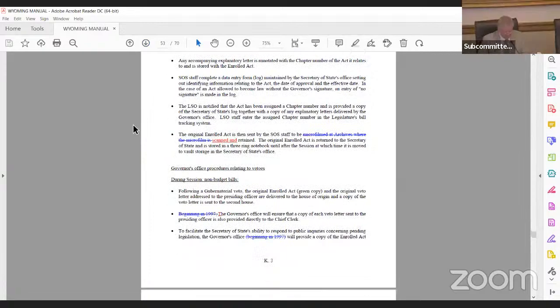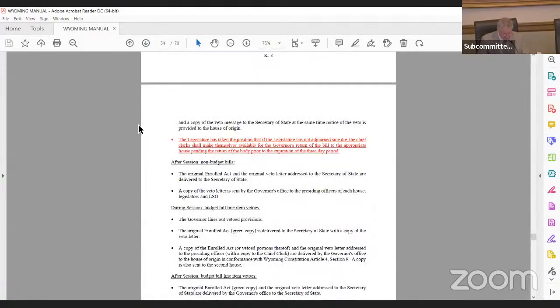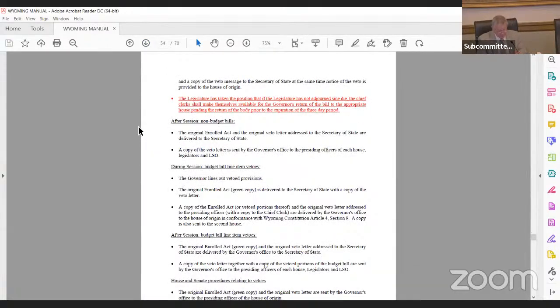K4, we've already talked about the substantive issue. The Legislature has taken the position that if you haven't adjourned sine die, the clerk can stay and the governor has to get the bill back to the clerk within the 3 days.